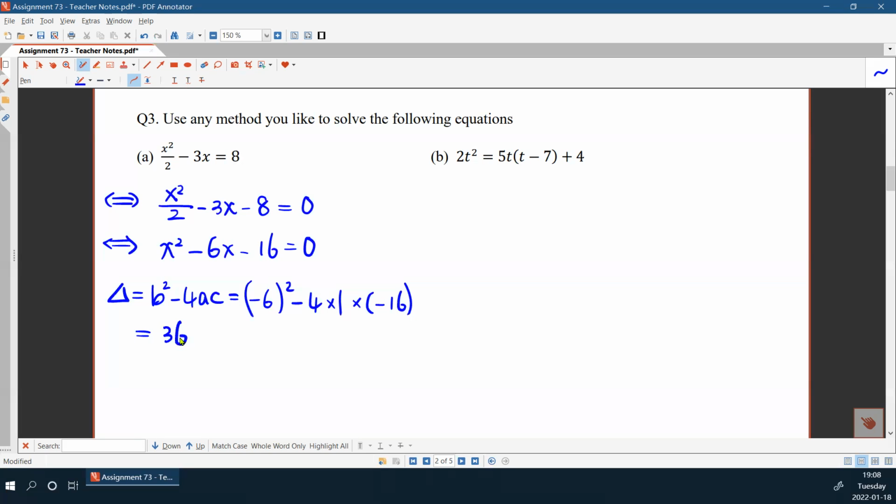Then let's calculate delta. This is 36, then plus 4 by 16, which is 64, right? Then delta is 100. So 100, of course, is a perfect square, so we'll expect a rational number in the solution.